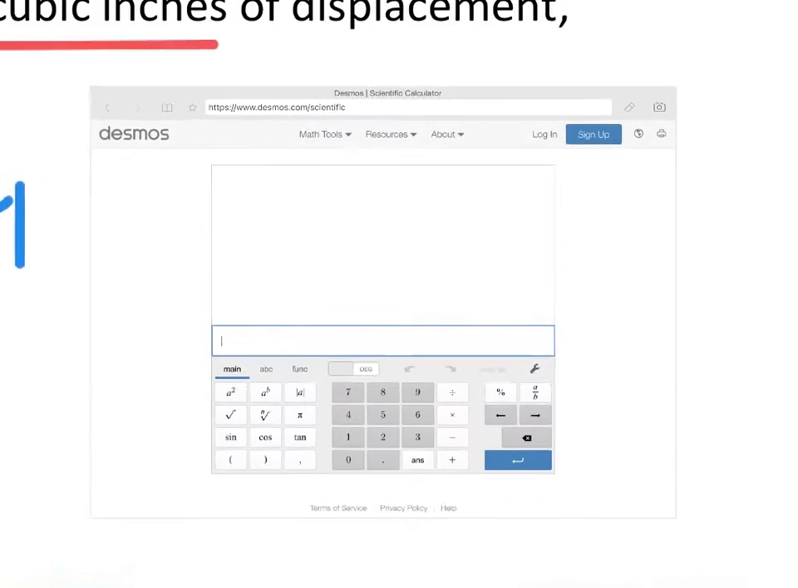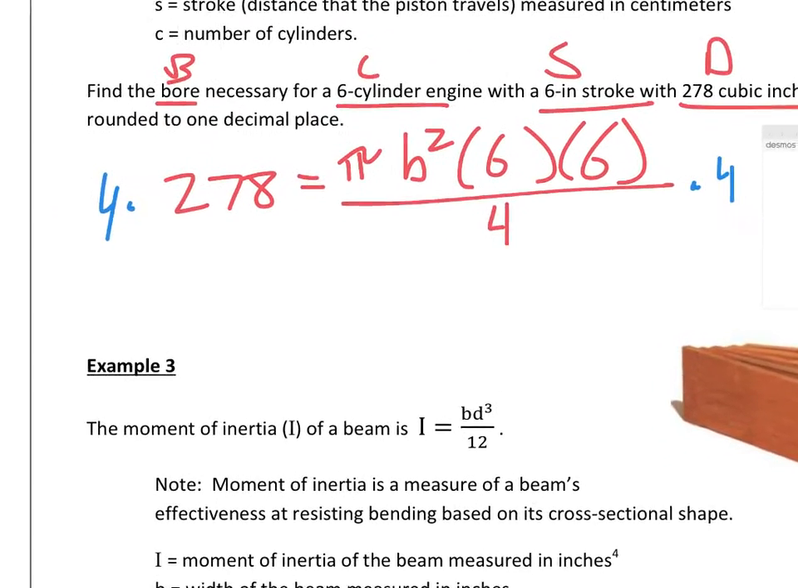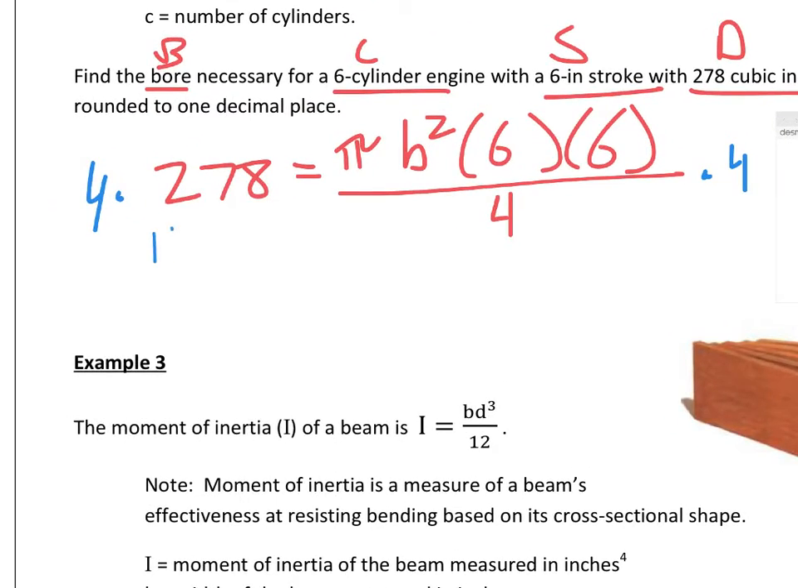You can use your calculator, that's fine. 278 times 4 gives us 1,112. So 1,112 equals, and we're left with pi. Now I'm going to rearrange these numbers up top: 6 times 6 times B squared. It's all multiplied, so it doesn't matter what order. In fact, let's multiply the numbers that are not pi.